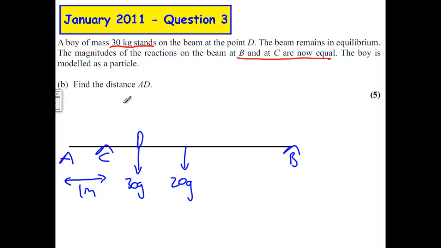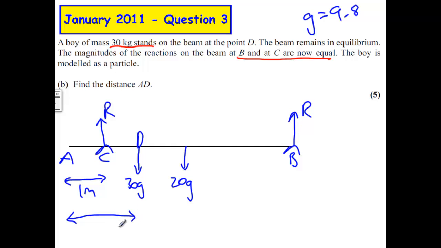Just remember that it's not just 30 kilograms, the force acting is going to be 30 times G, where again we're going to be using G is 9.8. Now it tells us that the reactions at B and C are now equal. So same as before, at each of the supports there's going to be a reaction pointing upwards, but this time they're the same, so I'm going to set them both as the value of R. And the question for 5 marks is asking us to find the distance AD, the distance from the end A to where the boy is standing at D. So I'm just going to call that X.